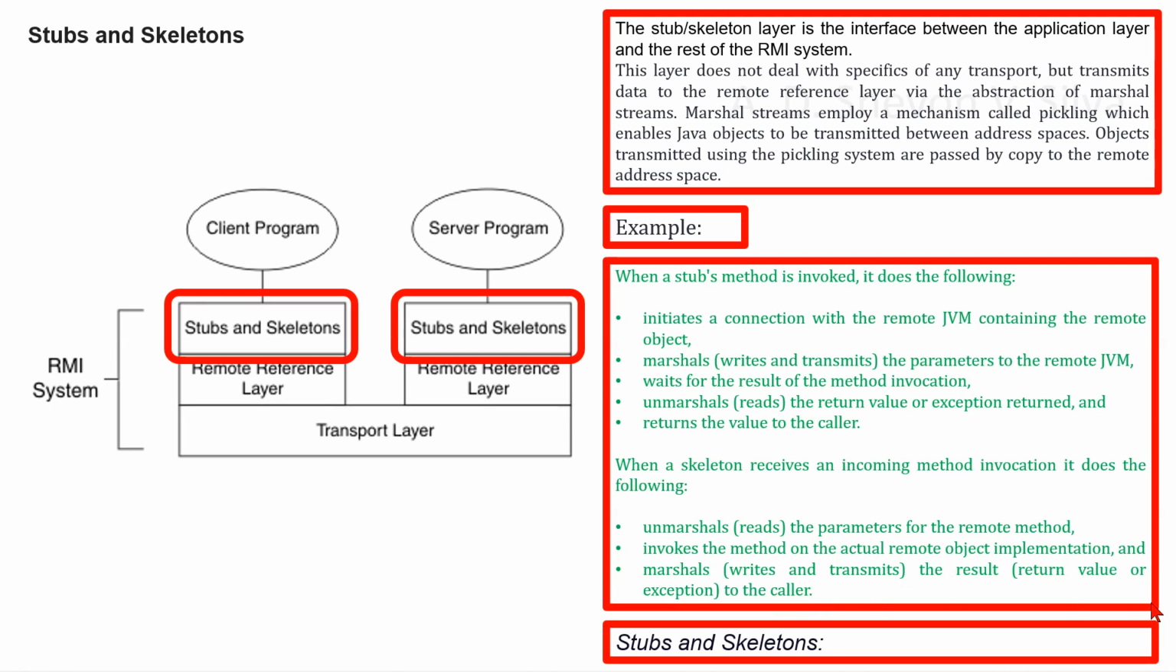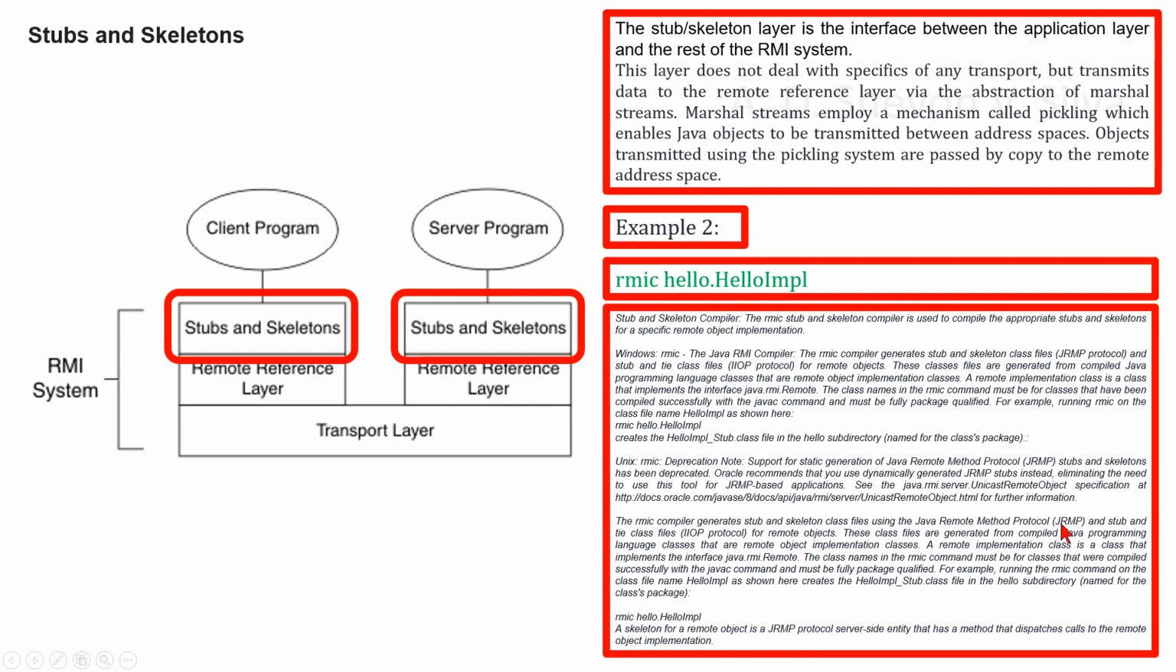In Java 2 SDK, Standard Edition version 1.2, an additional stub protocol was introduced that eliminates the need for skeletons in a Java 2 platform-only environment. Instead, generic code is used to carry out the duties performed by skeletons in JDK 1.1. Stubs and skeletons are generated by the RMIC compiler. Now we are considering the stub and skeleton compiler. The RMIC stub and skeleton compiler is used to compile the appropriate stubs and skeletons for a specific remote object implementation.